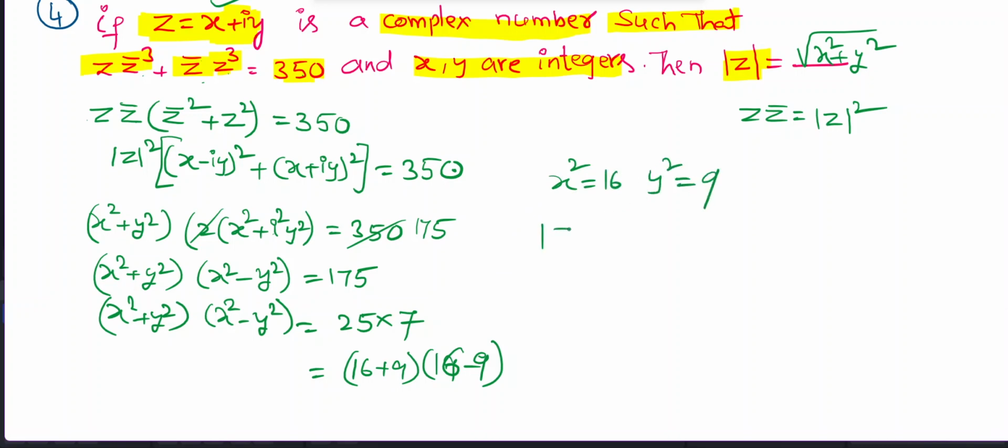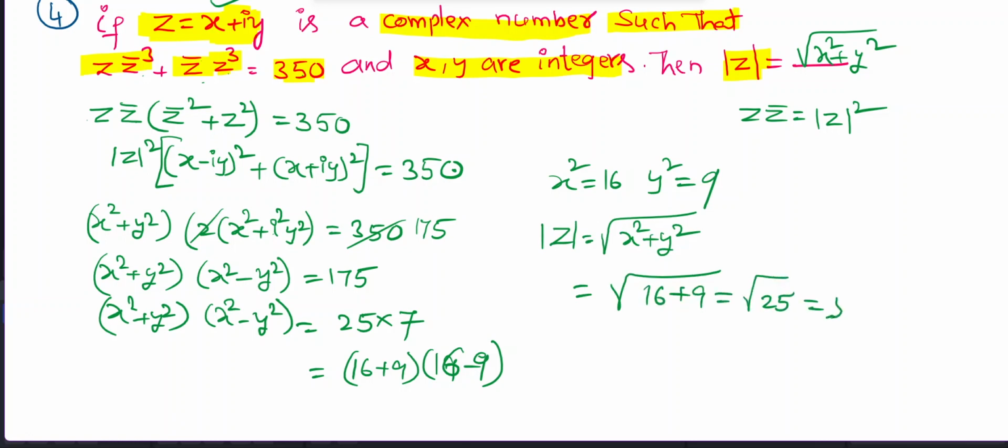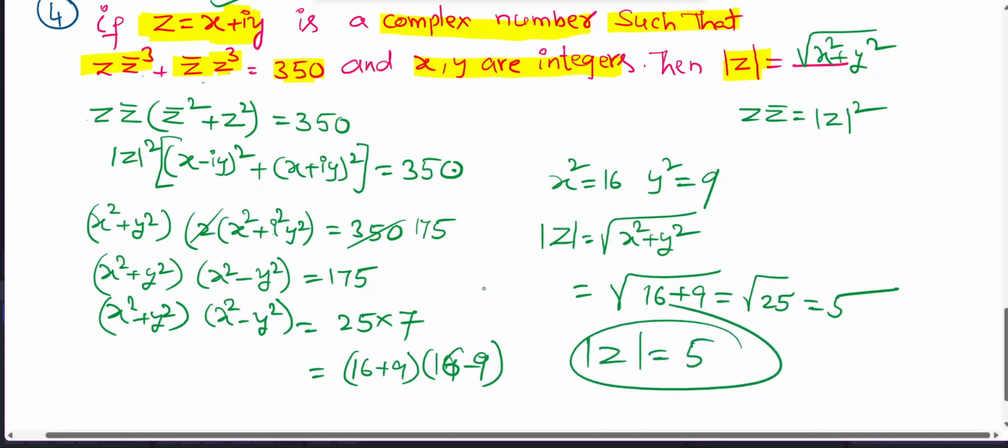Now we find mod z. We know the formula mod z is under root of x square plus y square, that is x square is 16 plus 9, that is equal to root 25, which is equal to 5. Therefore mod z is equal to 5. This is the required answer.